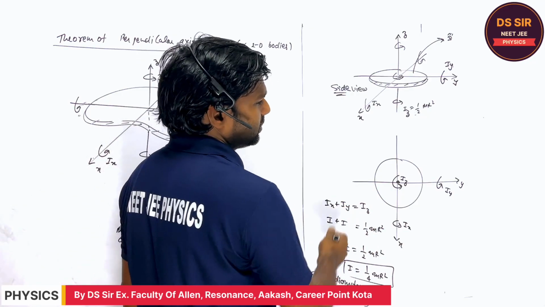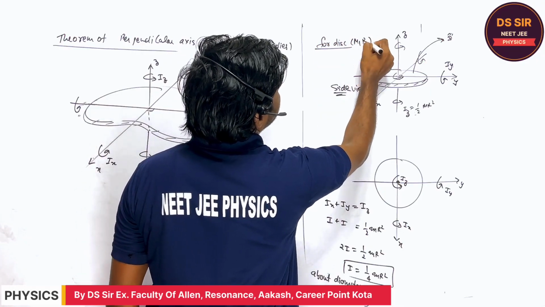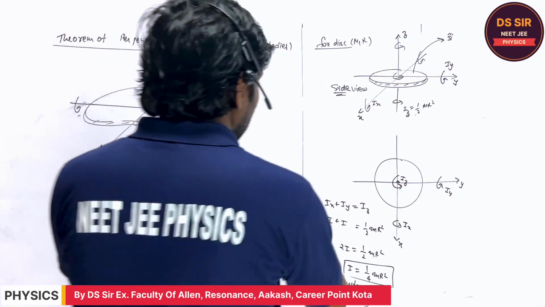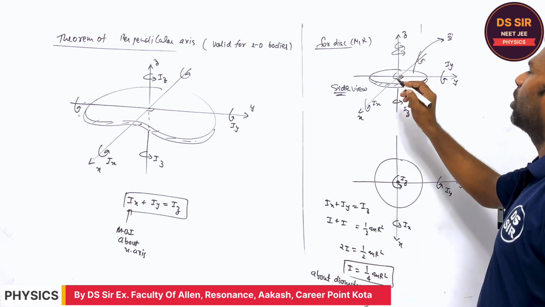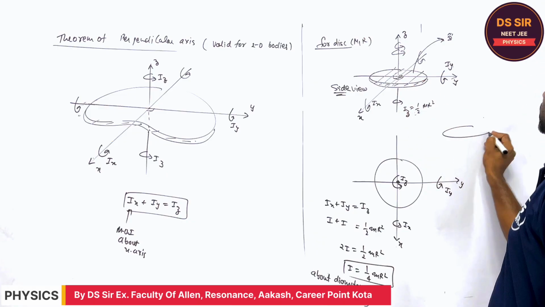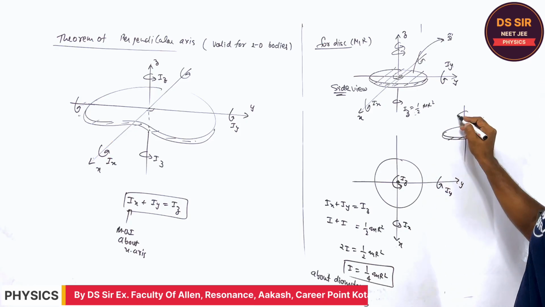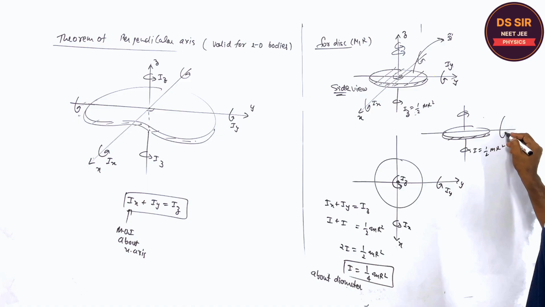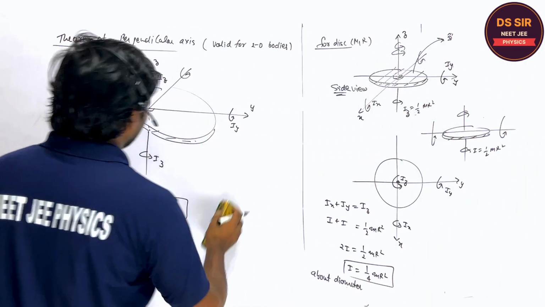So you will remember this. Copy this. For a disk of mass m, radius r, can you remember this? What is the moment of inertia of the disk about the symmetric axis, the axis perpendicular to the plane of the disk? What is the moment of inertia? Say, mr square by 2. And what is the moment of inertia about any diameter? mr square by 4, right?